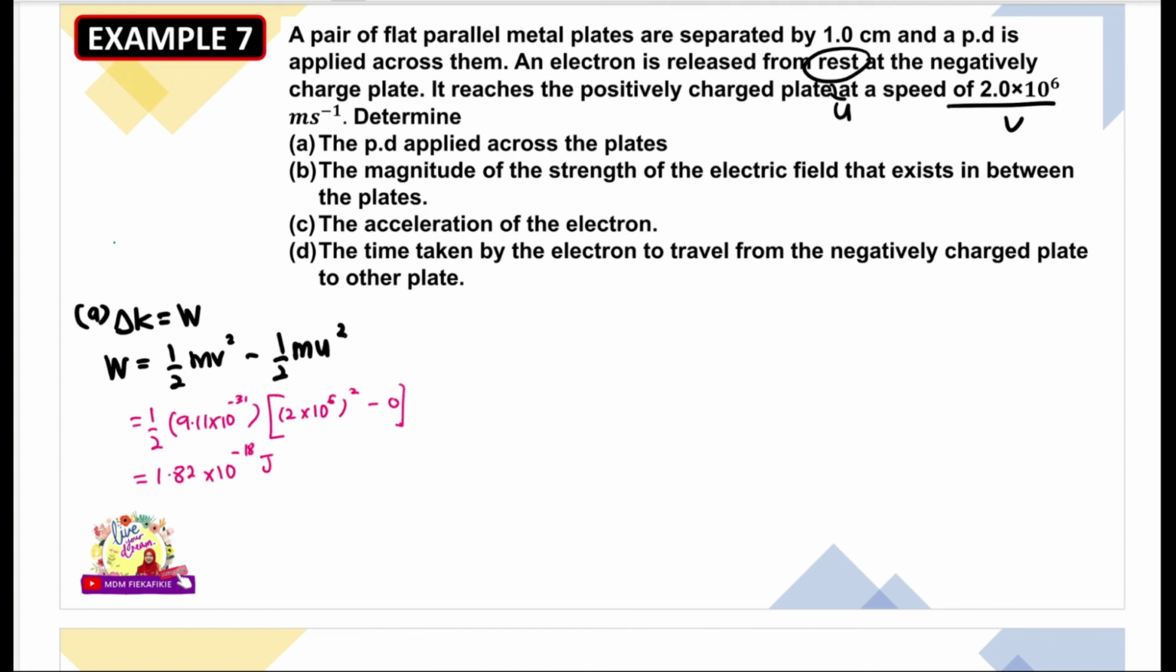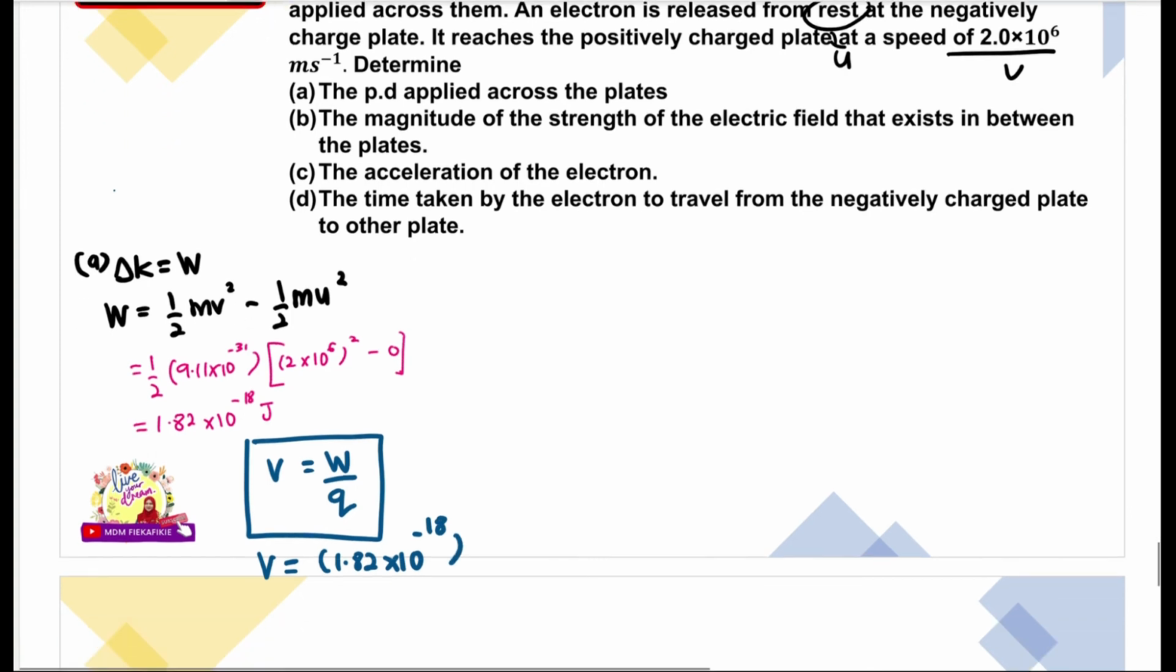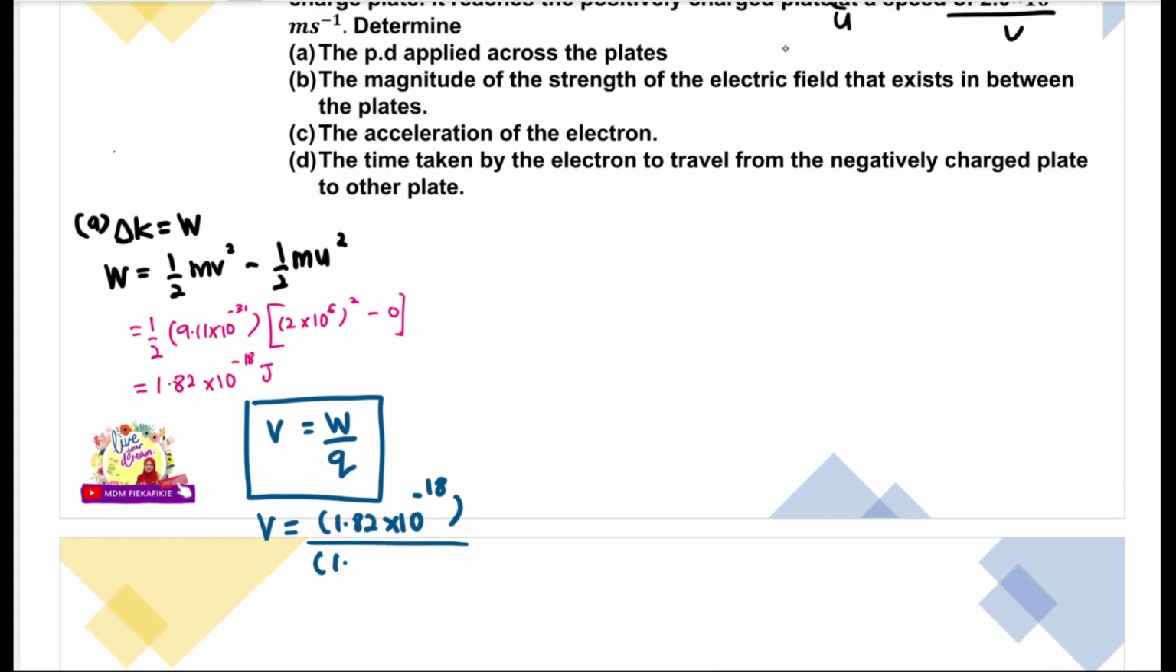Okay, and then we can use the equation V is equal to W over Q, so we can find V. W is 1.82 times 10 power of negative 18, and Q is the charge of the electron. So the answer is 11.38 volts. This is the answer for part A.